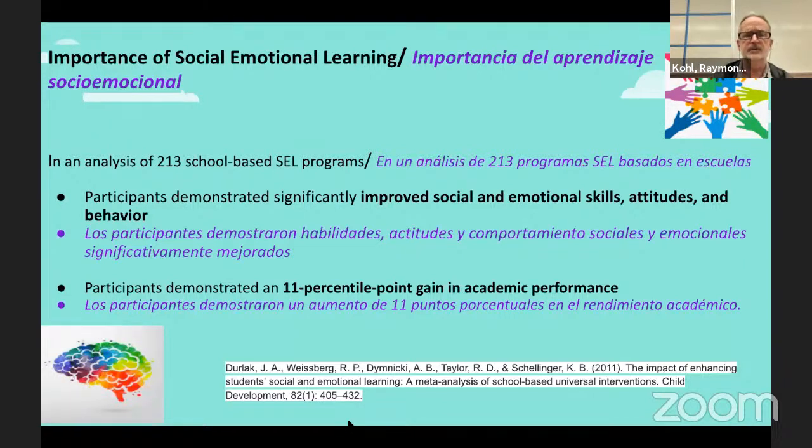So social emotional learning, I like to think of as setting a foundation to all other types of learning. If we think about it, when we are really paying attention and learning things is when we feel safe and comfortable. And that's a part of social emotional learning. Next slide, please.